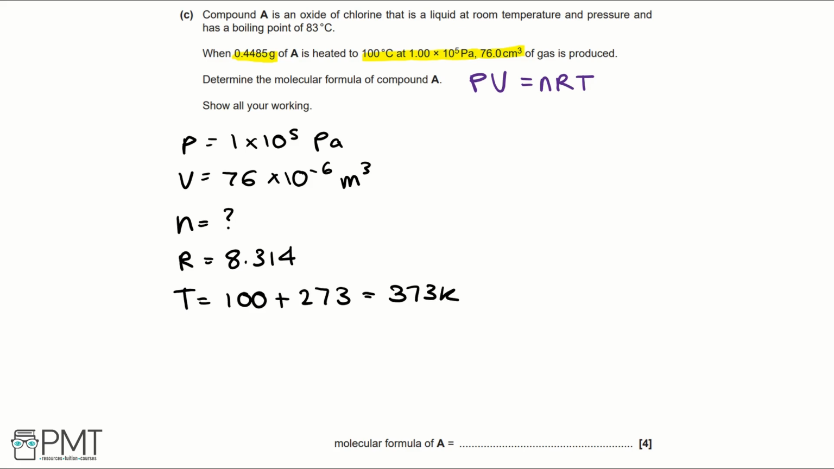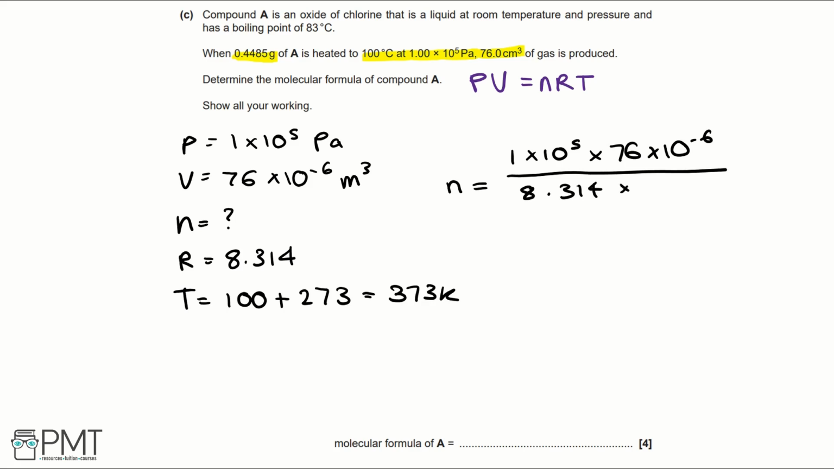So then working out number of moles and rearranging the equation, we need to do PV, or 1 times 10 to the 5, times 76 times 10 to the negative 6, divided by RT, or 8.314 times 373. That gives us a number of moles value of 2.45 times 10 to the negative 3 moles. Then we're going to be using another equation.